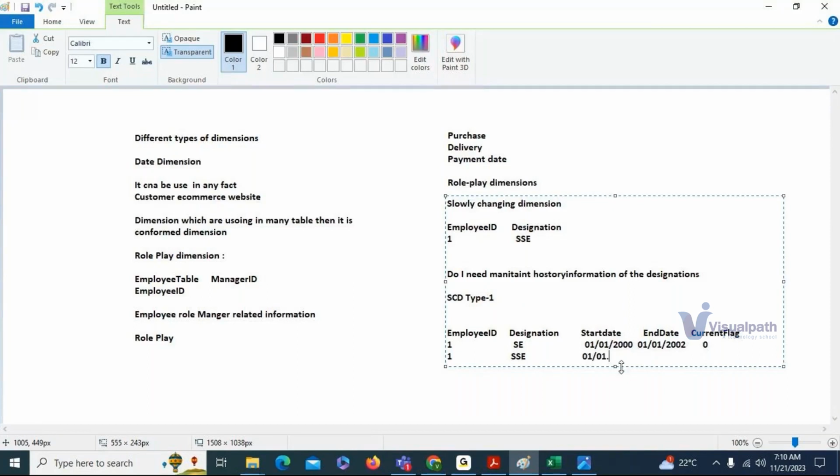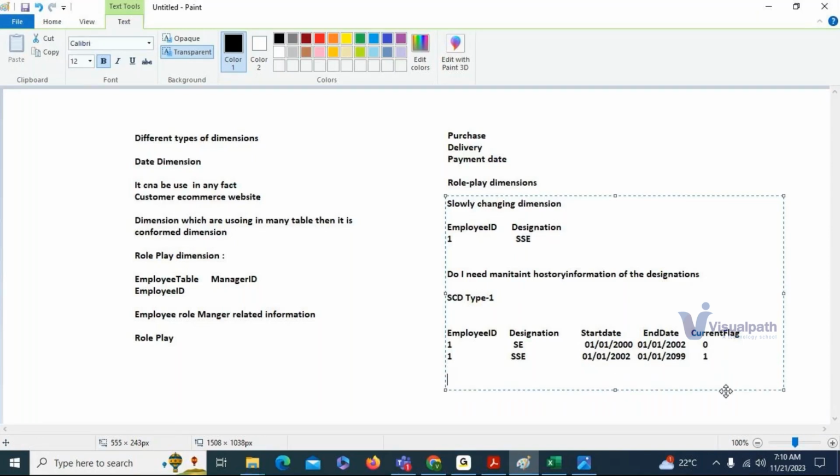Same here, on this date he becomes a senior software engineer, and the end date, normally people will give 01-01-2099, some future date. It should be greater than the current date. Or you keep it null, it's up to you. Depends on your project. You can give a future date like 2099, and then the current flag.